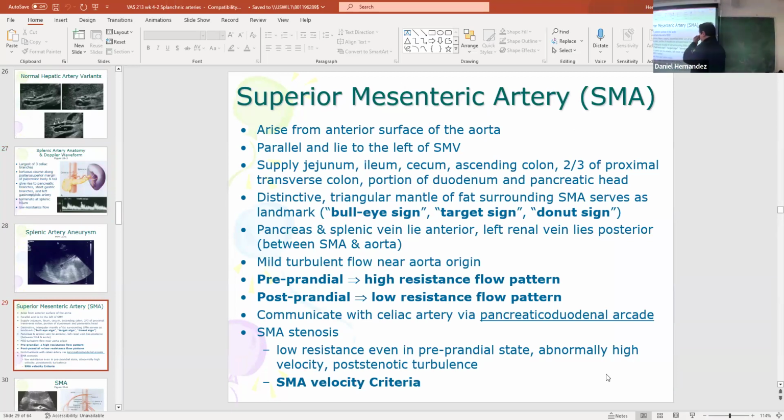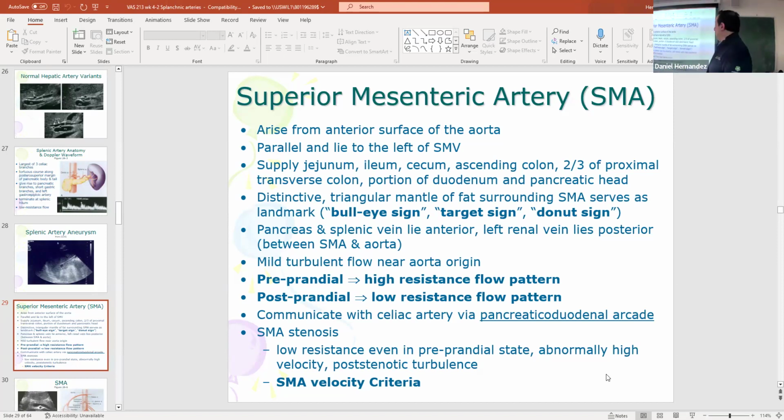So SMA. This also arises off the anterior surface of the aorta. It's parallel and lies to the left of the superior mesenteric vein. If you get those anatomy questions on the boards comparing SMA and SMV, just think it's the same orientation as your aorta and IVC. Aorta is to the left, IVC is to the right. Superior mesenteric artery is to the left, SMV is to the right. So it's the same orientation as your aorta and IVC.